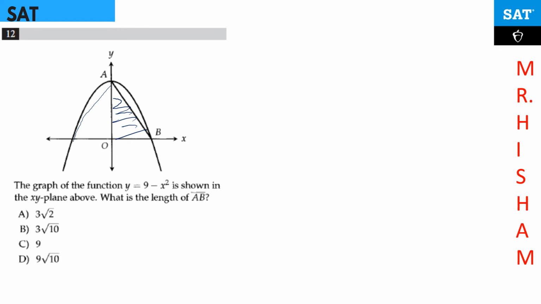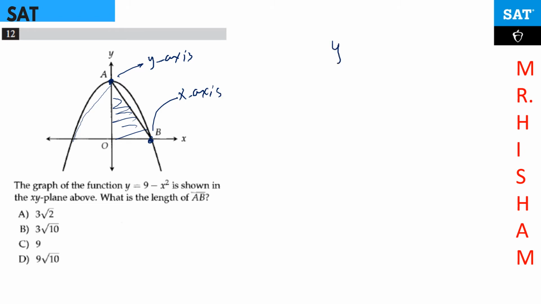The graph of the function y is equal to 9 minus x squared is showing in the xy plane. What is the length of AB? If I wanted to find the length of AB, I need to define the intersection point with the y-axis and the intersection point with the x-axis.